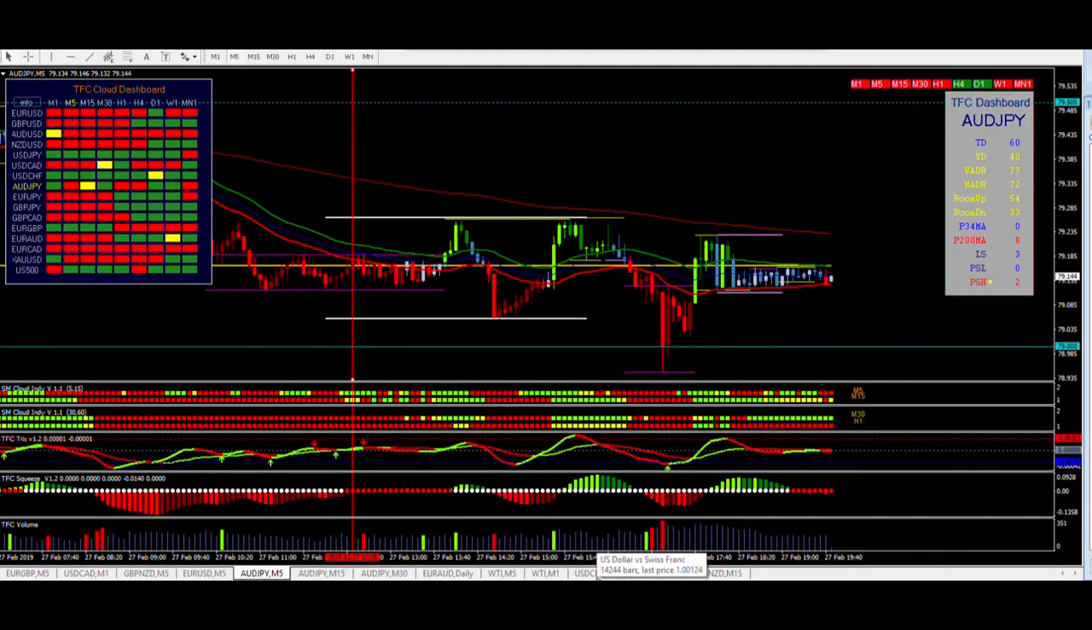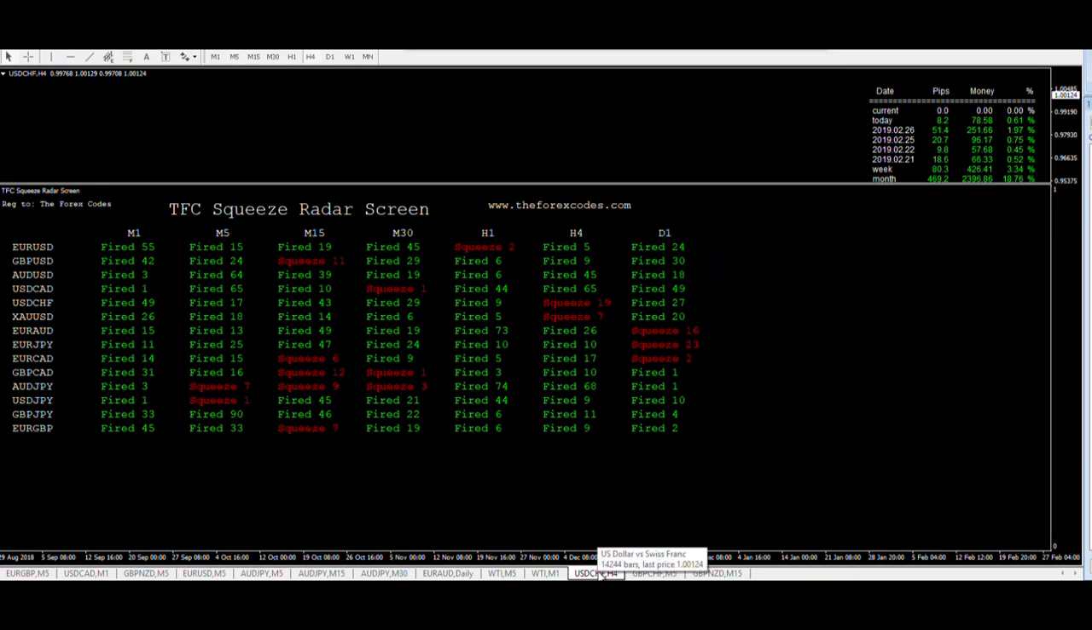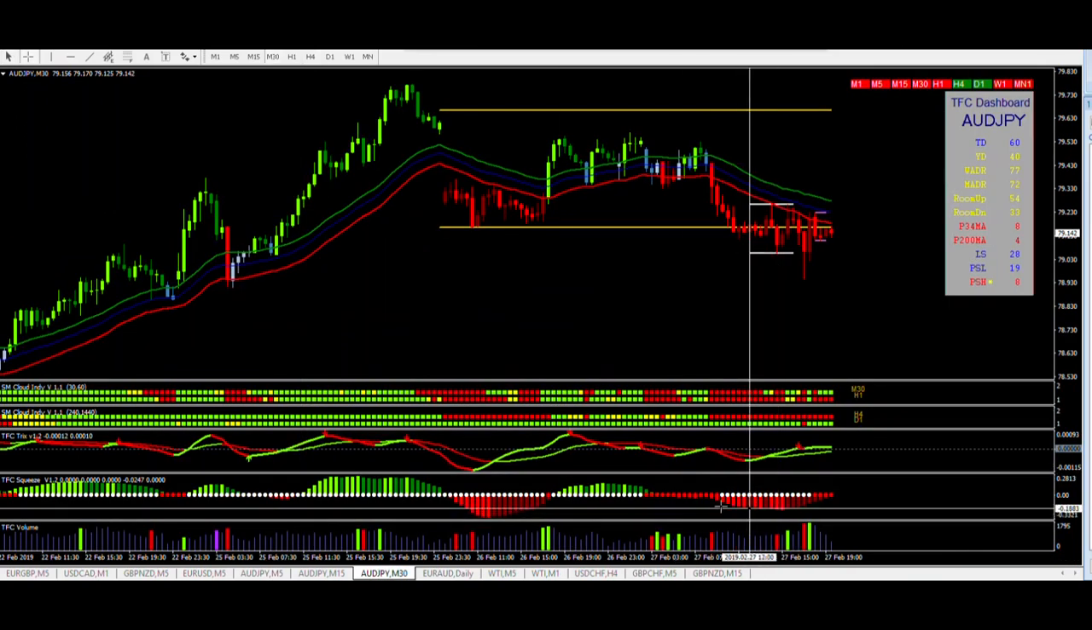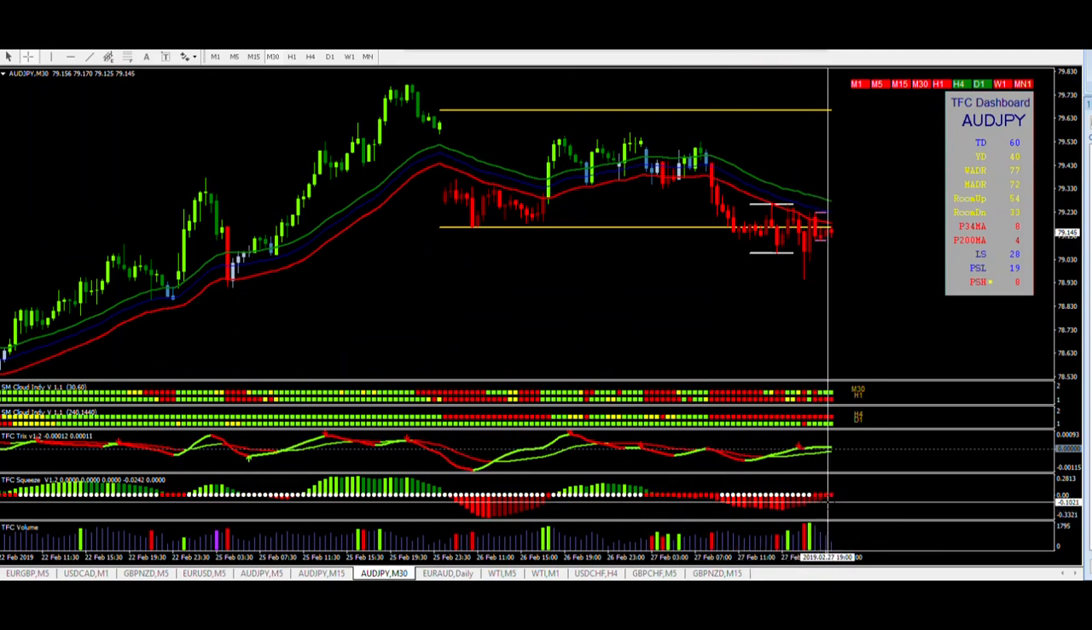Now, what I want to show you, and what is important, is a squeeze within a squeeze. These can be very, very powerful. For example, that's just fired off on the Aussie yen, but a few minutes ago, you had the Aussie yen 30 minute, 15 minute, 5 minute, and 1 minute, all getting ready for a fired off squeeze. Aussie yen 30 minute. We had a squeeze there, and now we're getting ready for another squeeze in 30 minute.